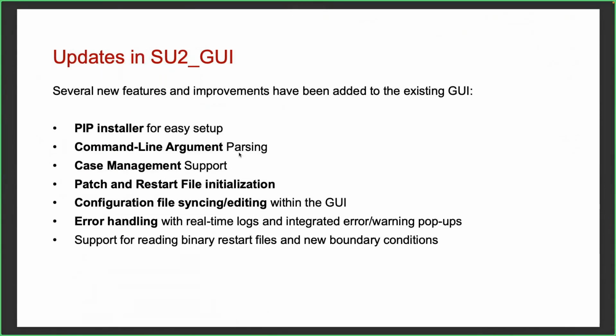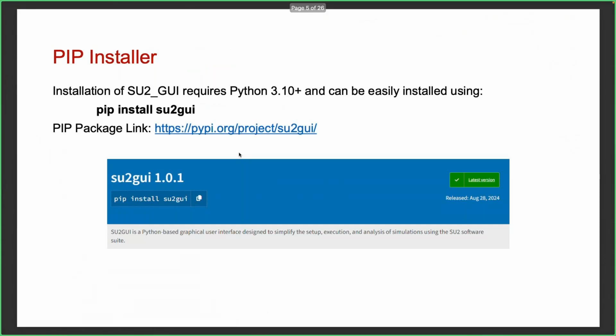In further slides, I will be presenting what's new in the SU2 GUI. Here I have listed them. So we have implemented a pip installer using which the user can simply install the SU2 GUI. The command is pip install SU2 GUI. This requires Python 3.10 or above. Using this, a command line argument is created, further using which the user can start the GUI simply from their terminal.